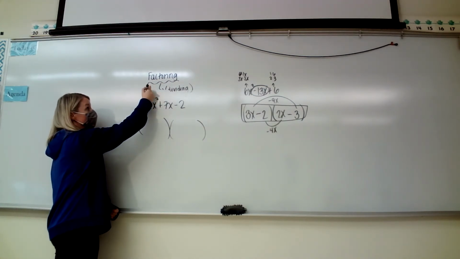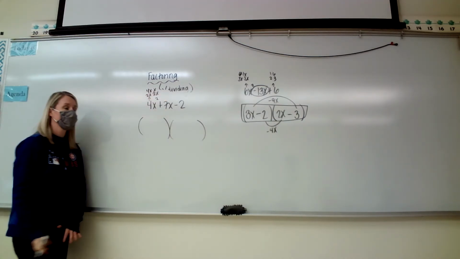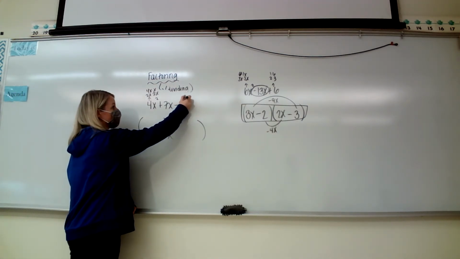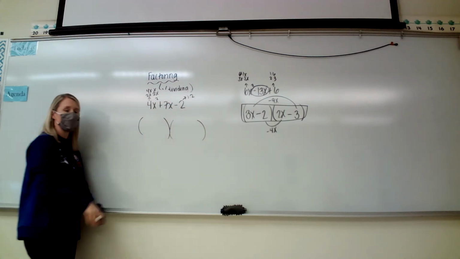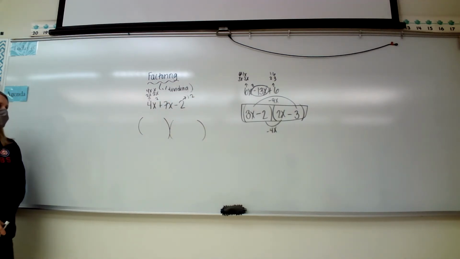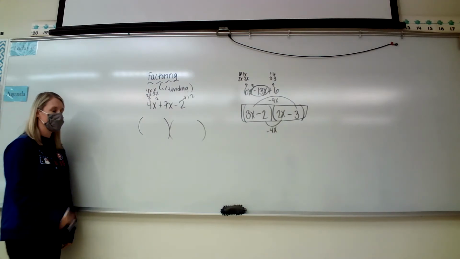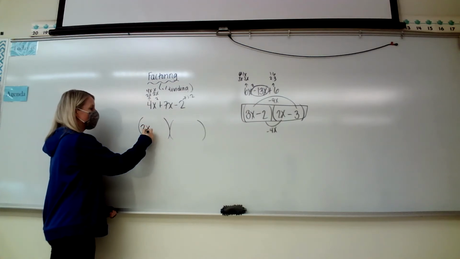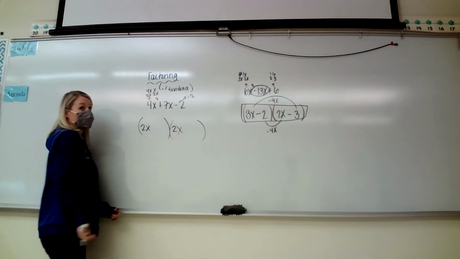4x squared, we do have 2 options, right? We have 4x times x or 2x times 2x. And then over here, 2 is just 1 times 2. Once again, I'll focus on the signs later. So here's where the time saver is. I'm going to do it wrong the first time. If I start with 2x and 2x, I can't.